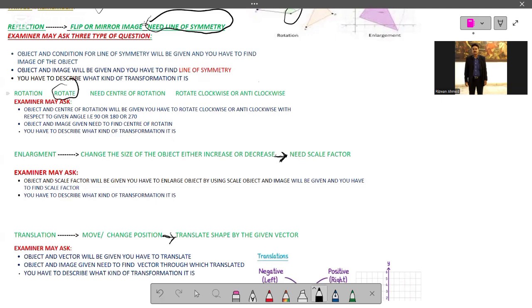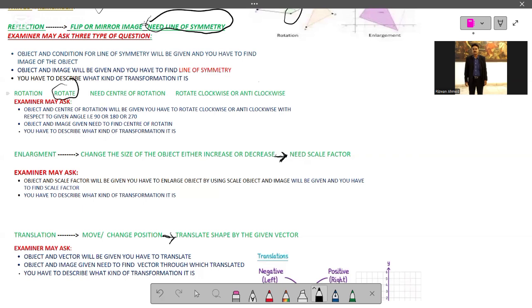Okay, what may the examiner ask? The object and center of rotation will be given, and you have to rotate clockwise or anti-clockwise with respect to the given angle. And this given angle might be 90 degrees, 180 degrees or 270 degrees. It all depends on whether it's a clockwise movement or anti-clockwise movement.